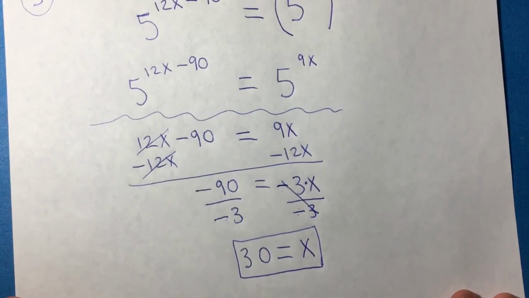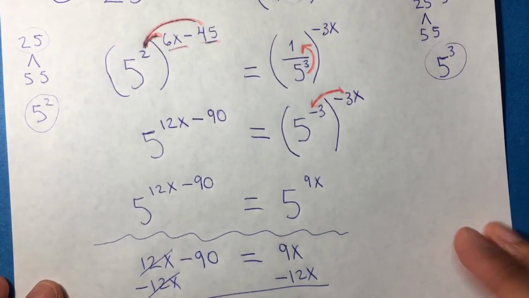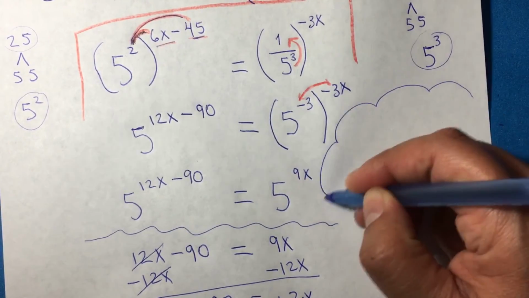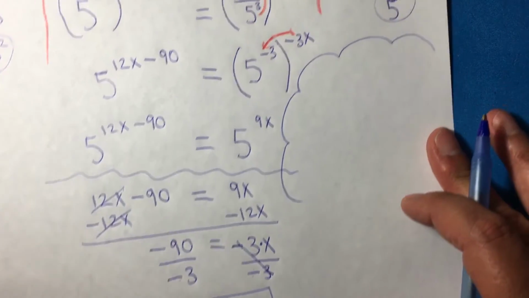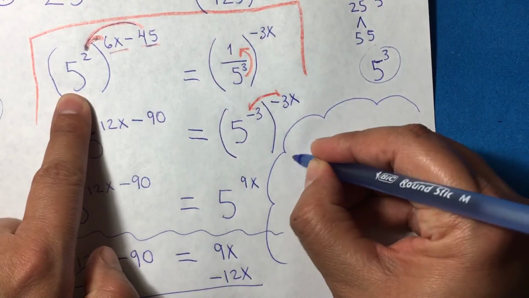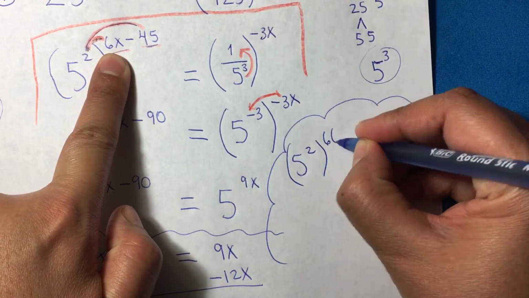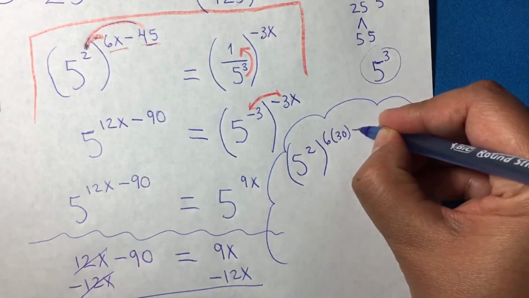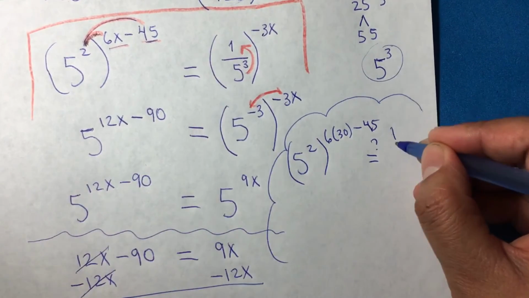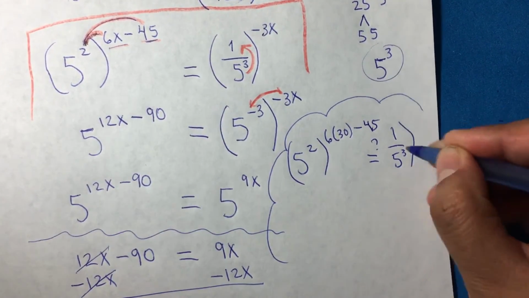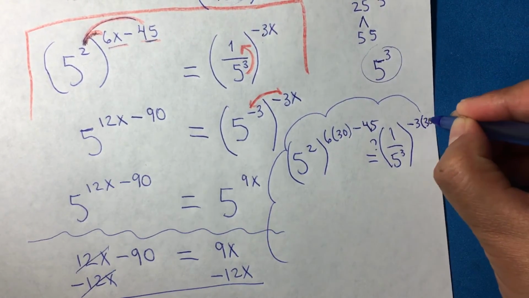Again, for the checkup test, we're going to use the second step. So we're going to go here. We said that x is 30, so we're going to replace x with that 30. So it's 5 to the second power, all raised to the 6 times 30 minus 45. Is it equal to 1 over 5 to the third power, all to the negative 3 times x, but we know that x is 30.